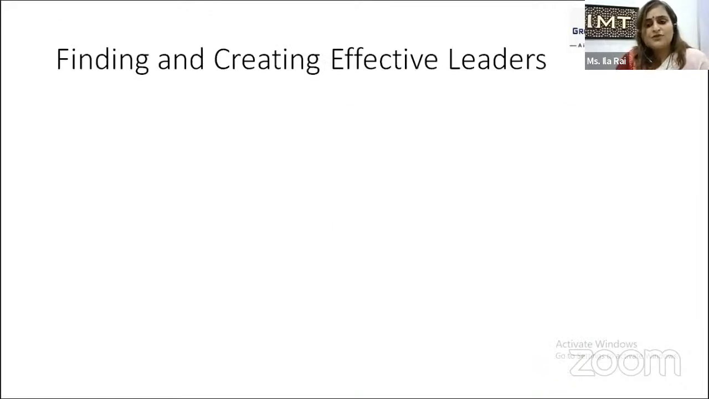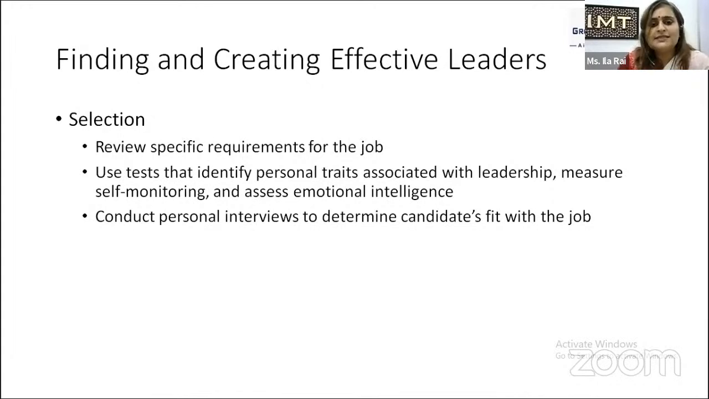Now we come to the end of our slides, that is finding and creating effective leaders. How can we find and create effective leaders? The first step is selection. One should review what the specific requirements are for the given job. Use tests to identify personal traits associated with leadership. These tests can be self-monitoring and also tests such as assessing emotional intelligence, and conduct interviews to determine a candidate's fit for the job.